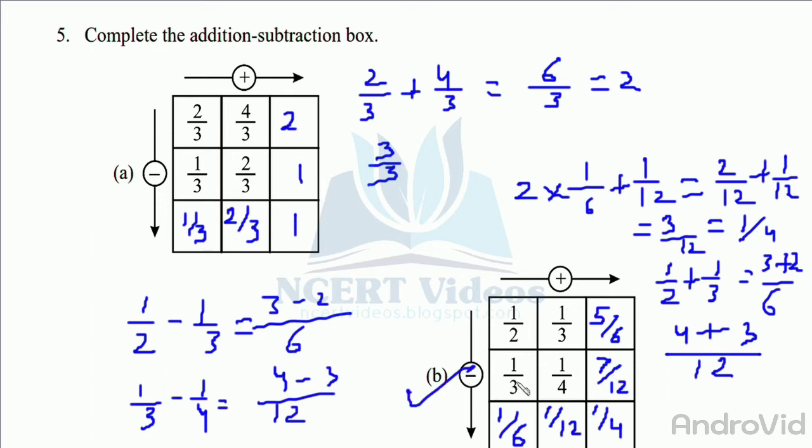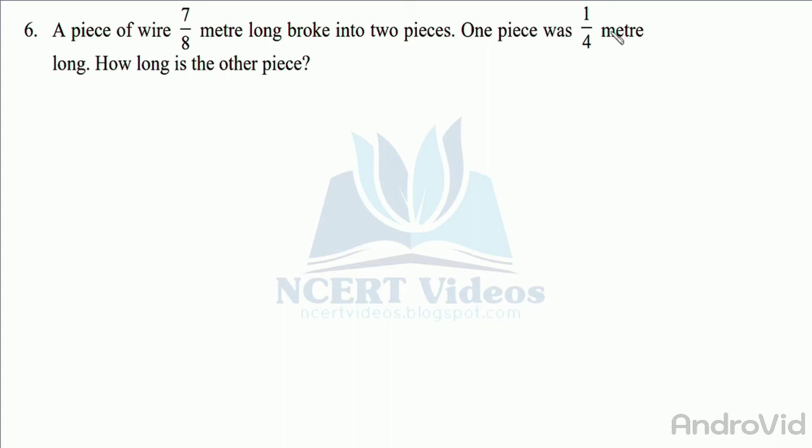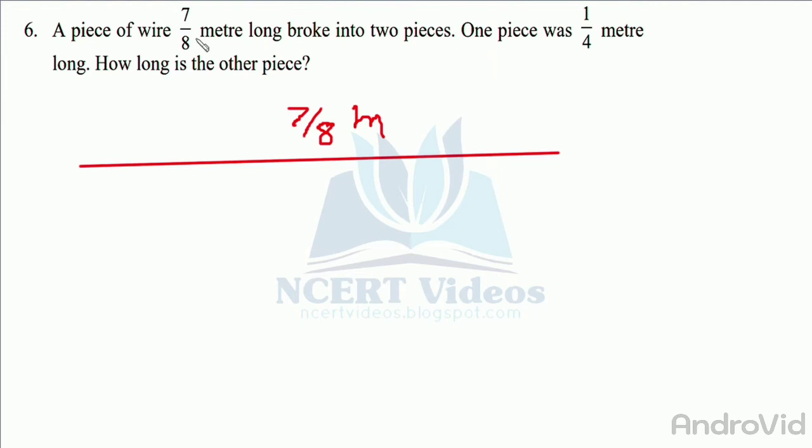Sixth, a piece of wire 7/8 meter long broke into two pieces. One piece was 1/4 meter long. How long is the other piece? Simply a subtraction problem: the whole piece is 7/8 of a meter, and one piece was broken from this side and its length was given, 1/4 meter. Now we have to find the other one. Let's make it x.